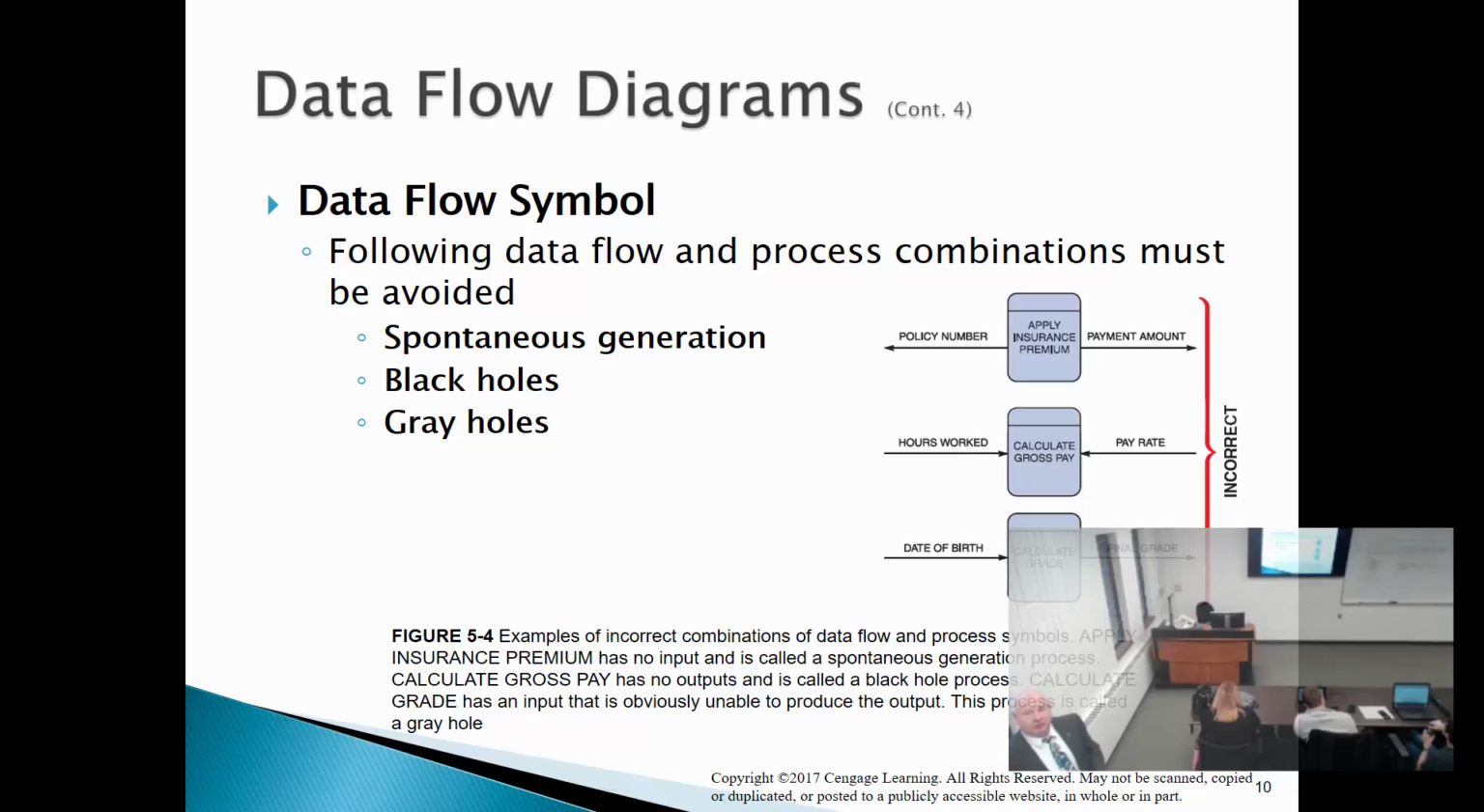Okay, so we have the top one, which is spontaneously generating outputs, right? There's no inputs. They're just outputs. Then we have the black hole. And then we have the gray hole. A gray hole is one where it does something impossible with the inputs. So for example, unless I graded you based on age, I could not take your date of birth and give you a final grade.